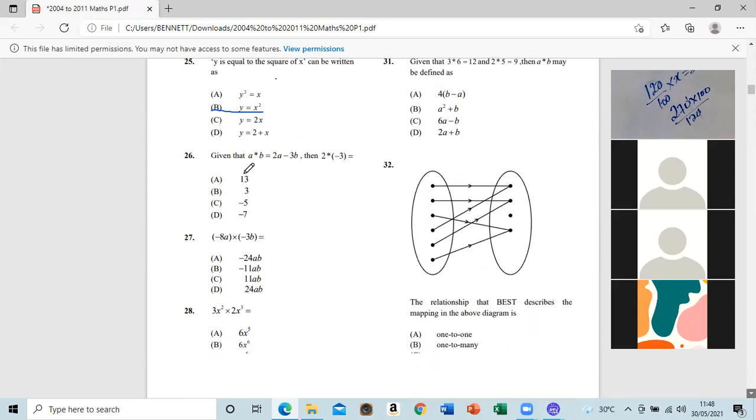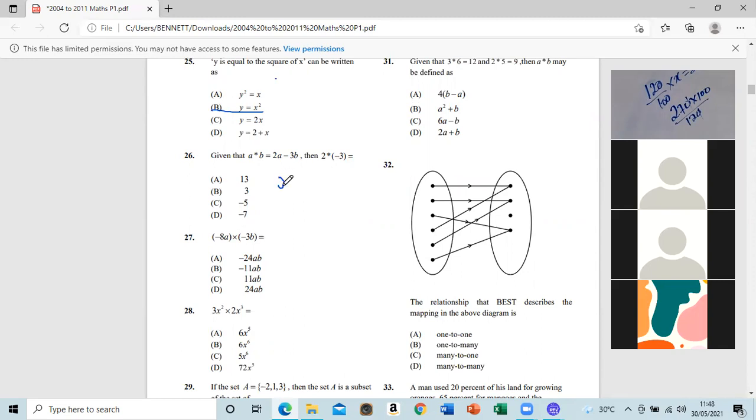All right, given that A asterisk B is equal to 2A minus 3B, then 2 asterisk 3 is negative 3, right? So we're going to put negative 3 there and 2. So A would be 2. This can be tricky because of the sign, but otherwise we're good. So it will be 3 times negative 3, which gives us positive 9. So it's 13.